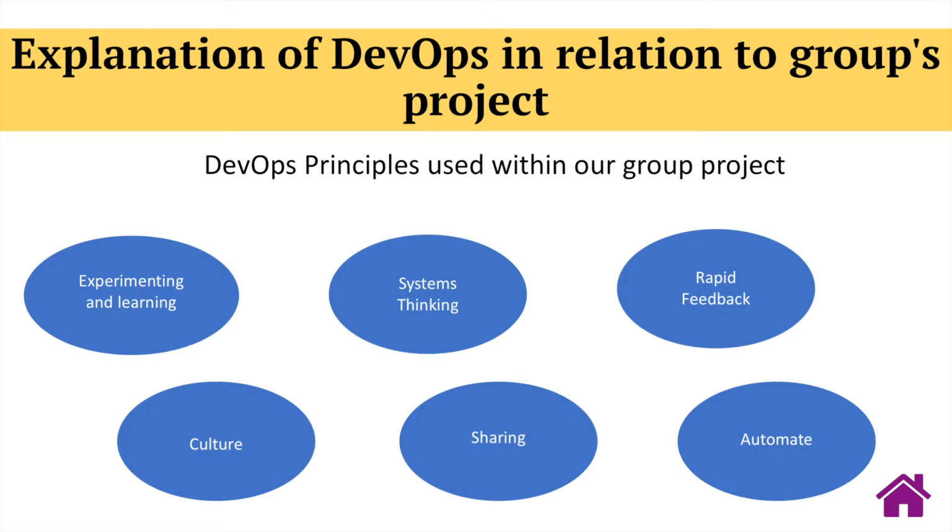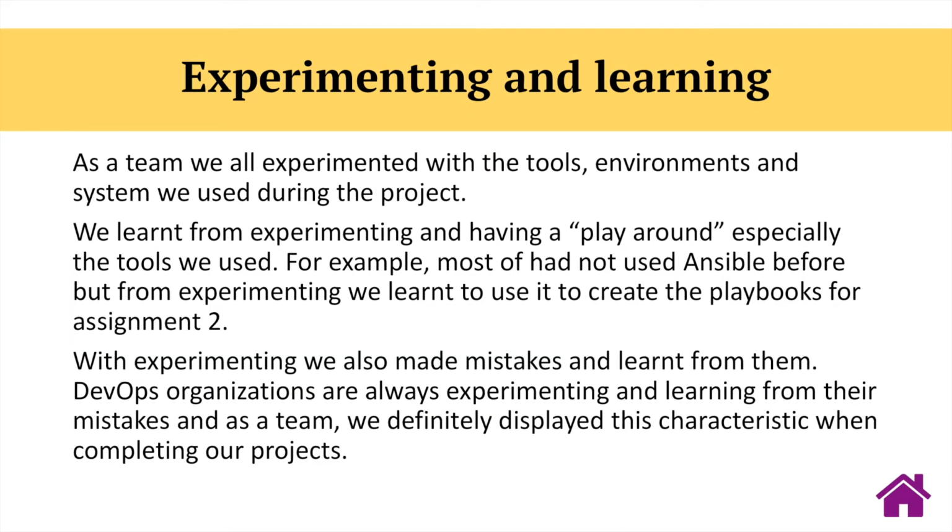So the DevOps principles we've used within our group are experimenting and learning, systems thinking, rapid feedback, culture, sharing, and automate. So with experimenting and learning, we learned from experimenting and playing around with the systems we use. And from experimenting, we also learn from our mistakes. So DevOps organizations are always experimenting and learning from their mistakes as a team, which is definitely a characteristic that we displayed during our projects.